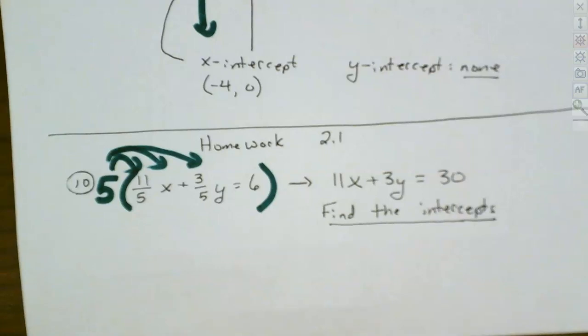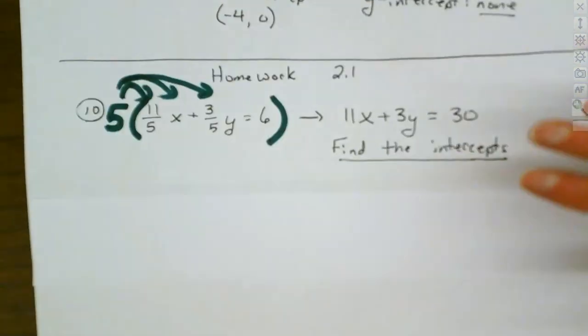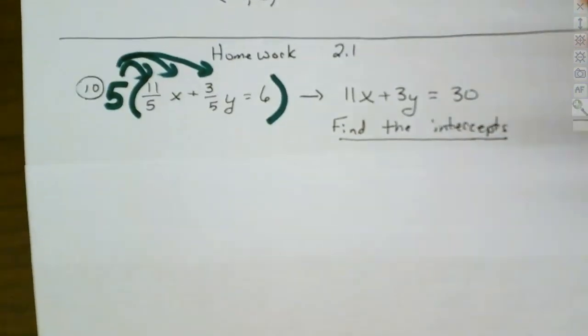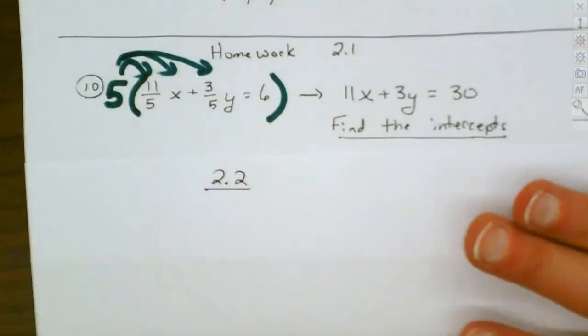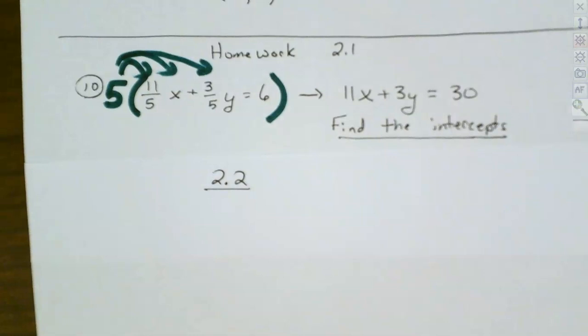We have enough time left, I think, to at least start 2.2. And there's not much in 2.2. 2.2 is another quick, easy section to go through. We may actually finish it. We'll see how much time we have and how far we can get through. But 2.2 is all about the slope. So 2.2, we're going to be learning how to find the slope.